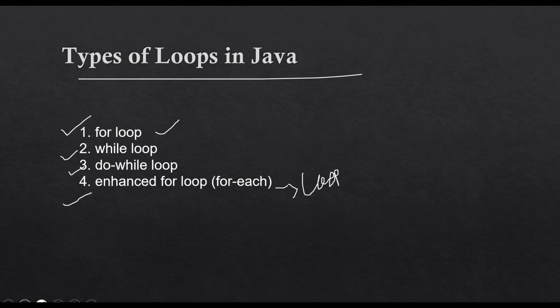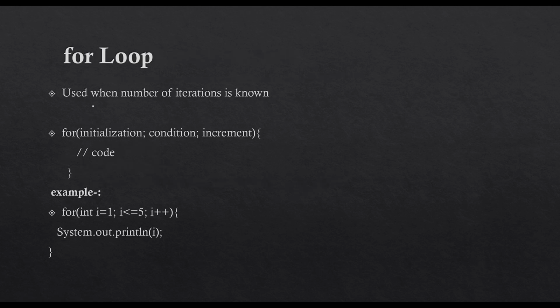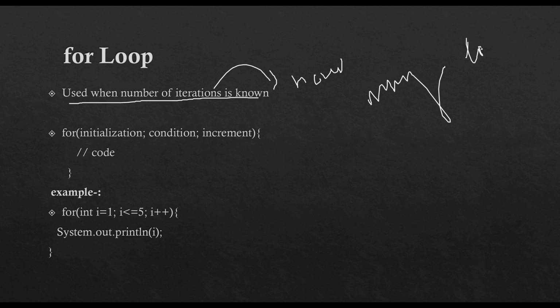So, the for loop. A for loop is used when the number of iterations is known. Suppose I want to perform a task 10 times. This iteration tells how many times you are allowed to perform a task. This is the for loop.